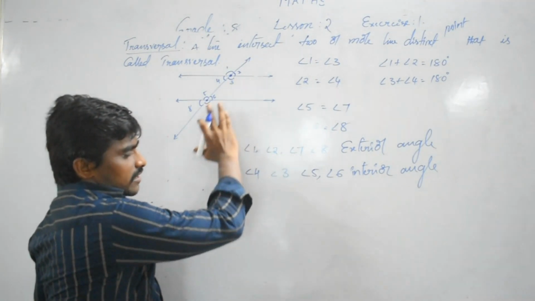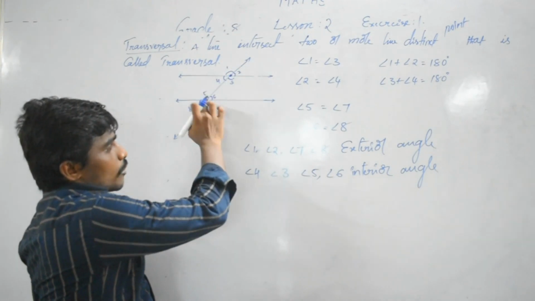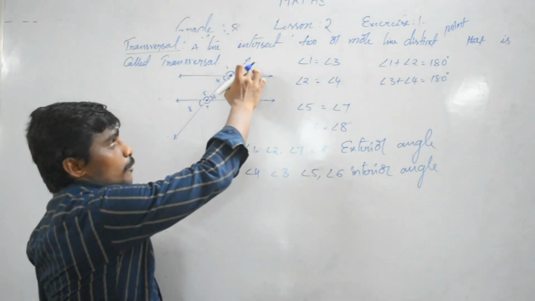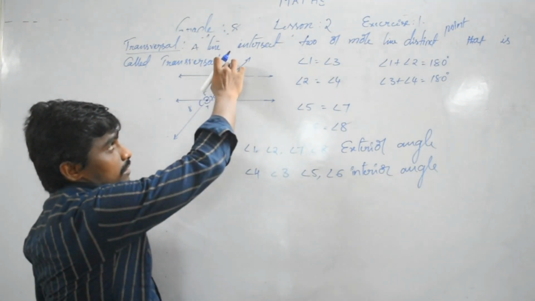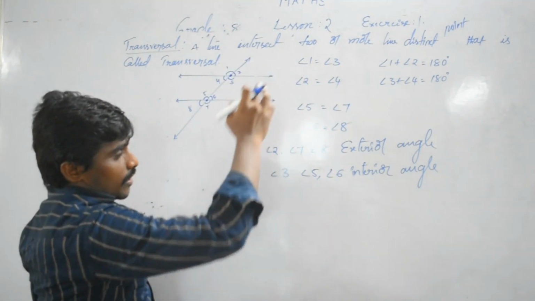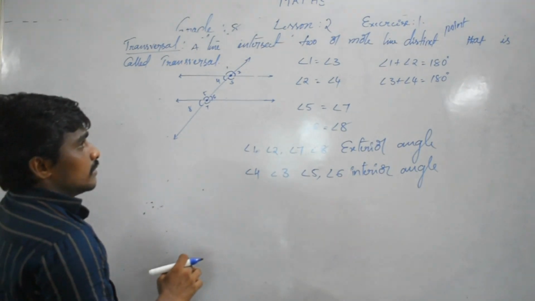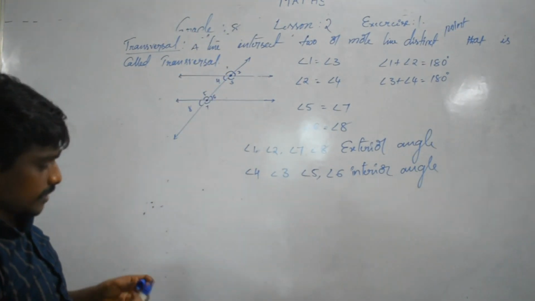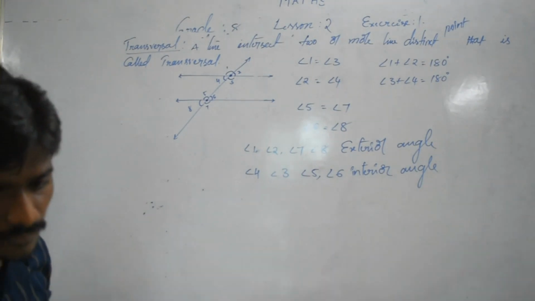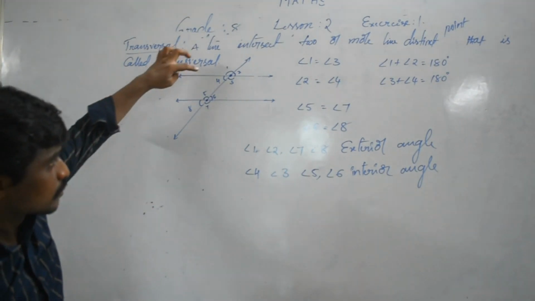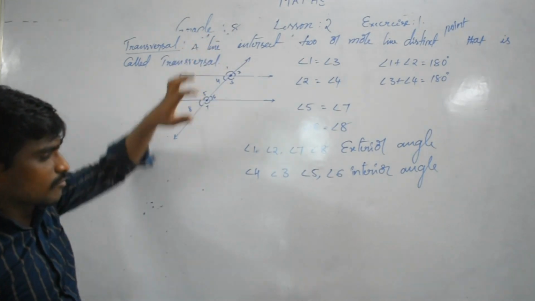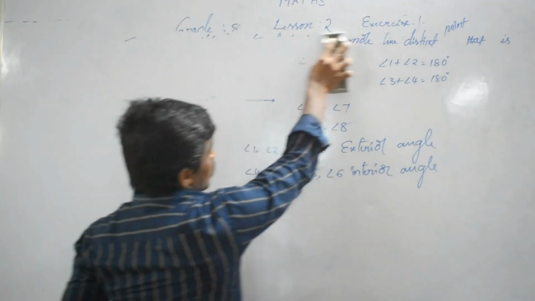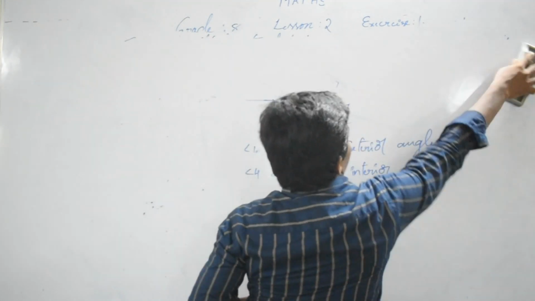So 8 angles are forming. These 4 are exterior angles, these 4 are interior angles. Opposite angles are equal. Adjacent angles sum to 180 degrees, and opposite angles are also equal. Next, corresponding angles: one exterior angle and one interior angle that are equal are called corresponding angles.